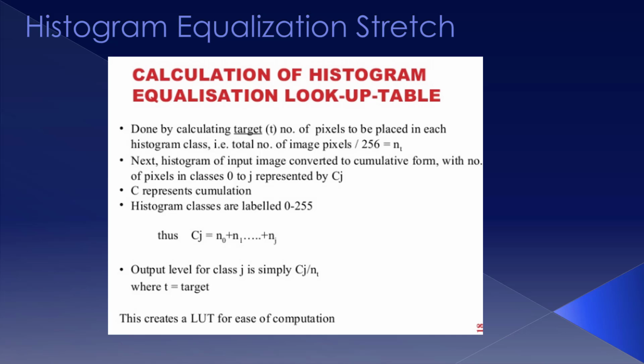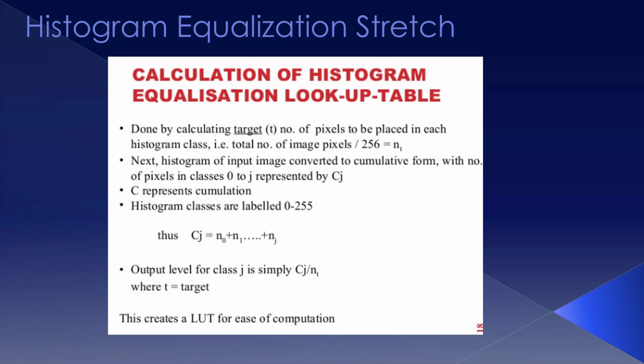So, calculating a histogram equalization with a lookup table. It is done by calculating a target, the number of pixels to be placed in each histogram class. So the total number of image pixels over 256 equals n. The histogram of the input image is converted to cumulative form with the number of pixels in the classes 0 to j represented by c sub j. C represents the cumulation. The histogram classes are labeled 0 to 255.